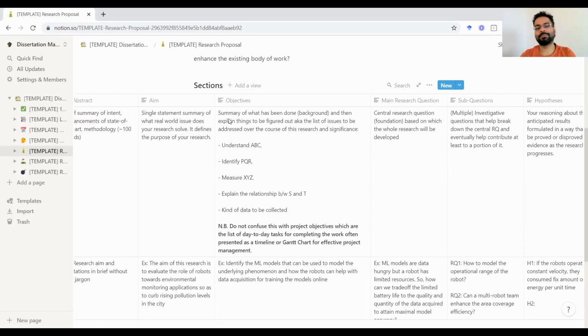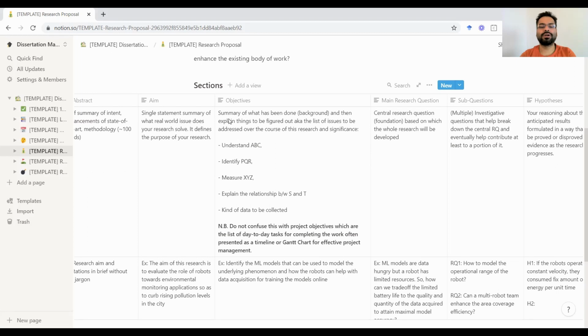This is not the same as the project objectives. Project objectives are typically the tasks that you will need to do on a day-to-day basis to finish the project, which is your thesis, which is just like the timeline, which is one section of this proposal we'll get to towards the end of this video.